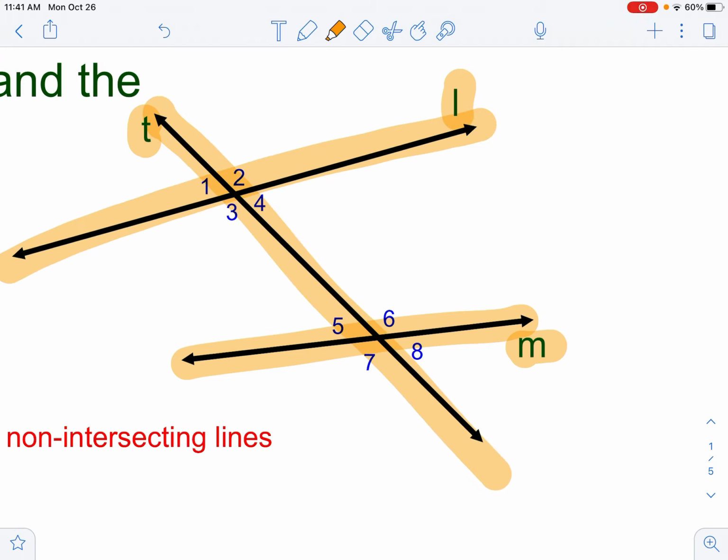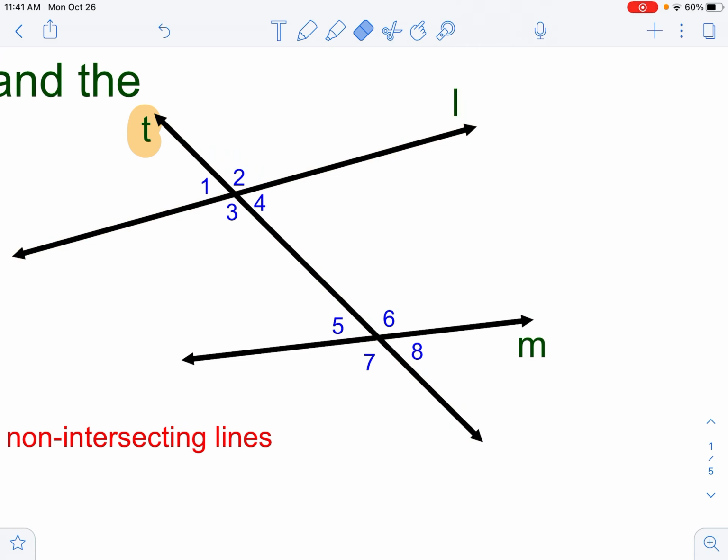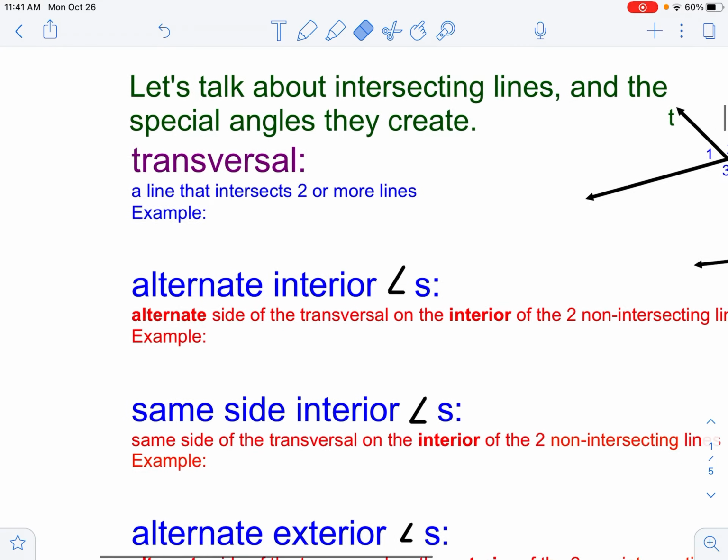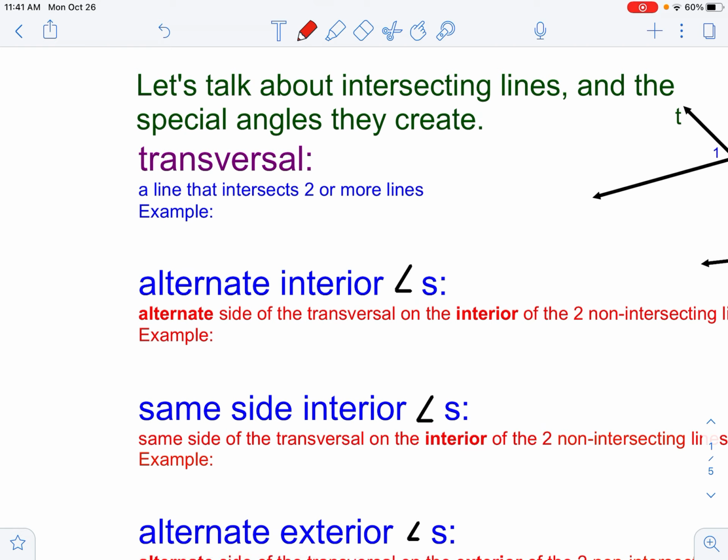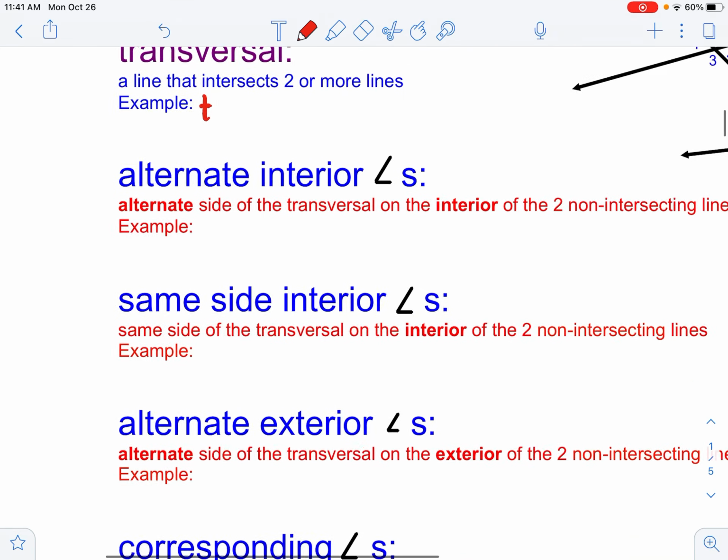Which of my three lines is the only line that intersects two lines? That would be line T. So line T is a transversal. If you look at line L, it only intersects one line, and line M, same thing. So line T is my transversal. And once again, a transversal is a line that intersects two or more lines.